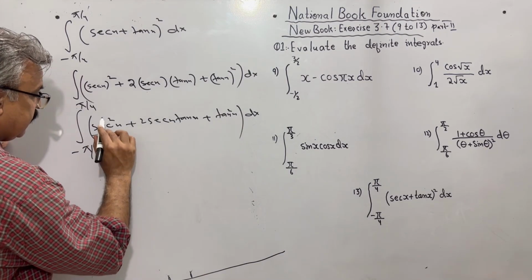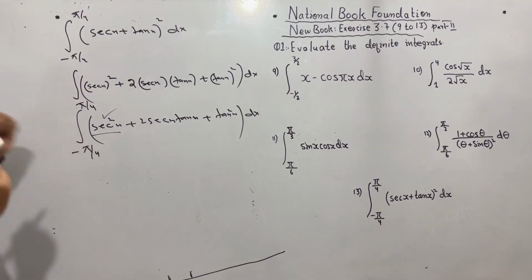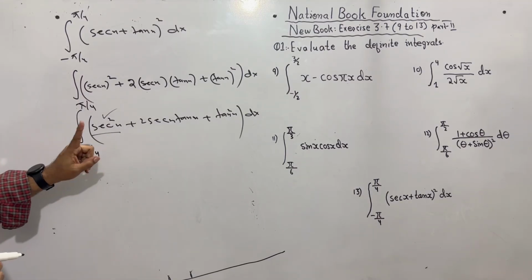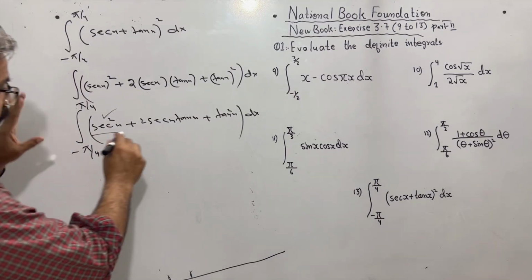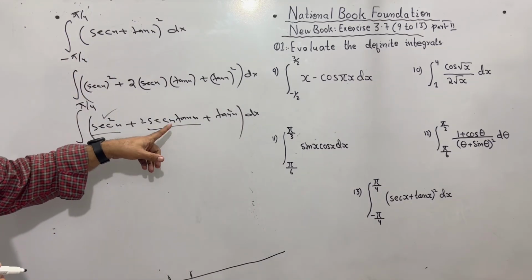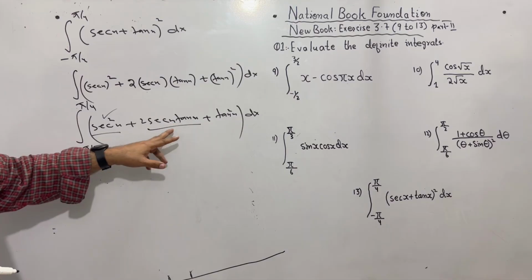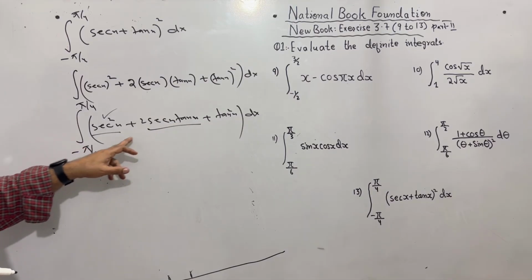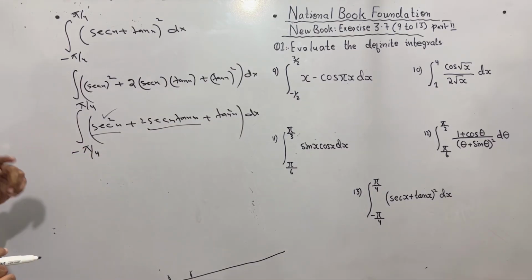Ask yourself, is it the differentiation of something? Yes. It's the differentiation of tan, good. Its integration is tan. What about this, 2 times sec x tan x? Sec x tan x is the differentiation of sec, so its integration is sec. Integration of sec square is only tan. Why? Because the differentiation of tan is sec square.